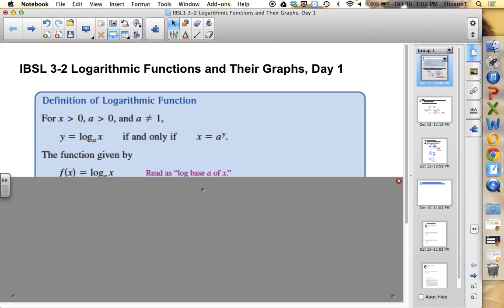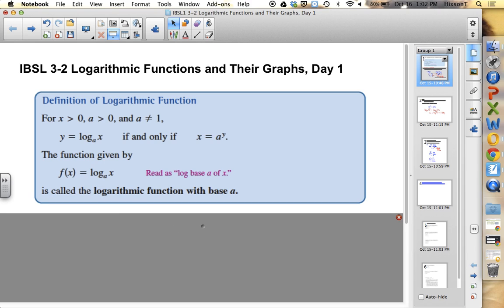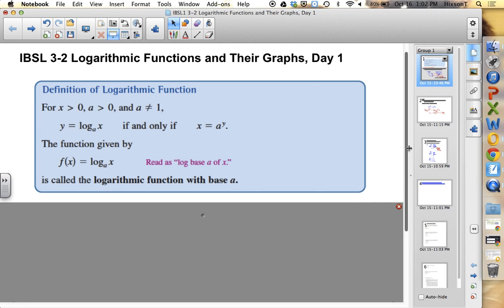Alright, well let's take a look. First of all, this is what your book has, and I'll try to condense this so you don't need to write this down. But let's take a look at how your book presents it. If x is a positive number, and a is a positive number, and a is not 1, then we have the log base a of x. That's how we would read that, log base a of x. And that equals y if a to the y power equals x, all right?